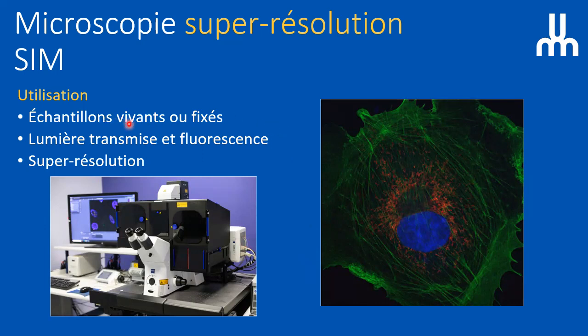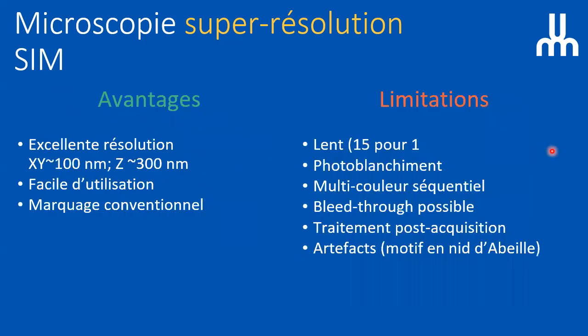technique. You can look at live samples, but if they cannot move too much because it takes a bit of time to take images, you can look at transmitted light and fluorescent, and you have all of this in super resolution. So the main advantage is that you have a very good resolution. You can go down to 100 or 150 nanometers for X and Y, and down to 300 nanometers for Z. It's very easy to use. Instead of taking one image, you take 15 images and you calculate the super resolution after that. And you don't need to have specific labeling.